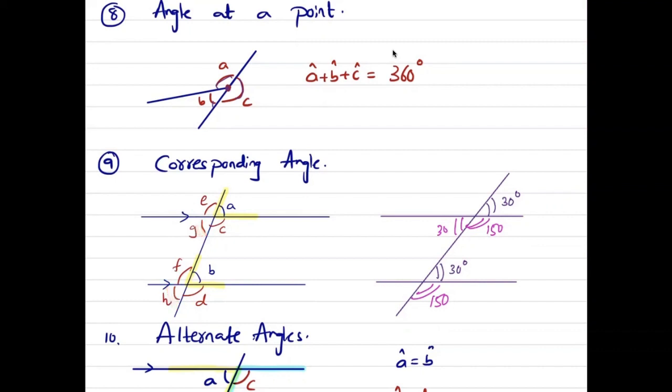So for example, if these two are parallel lines, and this angle is 30, then this angle is also going to be 30. They are corresponding angles. If this angle is 150, then this angle is also 150. If this angle is 30, then this angle is also 30 degrees, because they are vertically opposite angles.